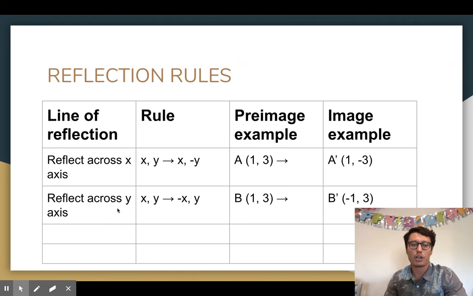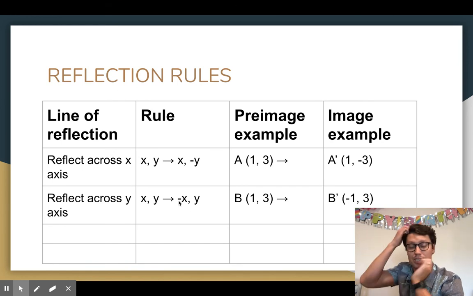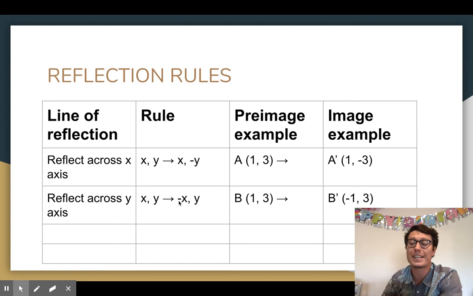When we reflect across the y-axis, (x, y) changes to (negative x, y), which means we simply change the sign of the x number. So (1, 3) becomes (negative 1, 3). Okay, and it's the same thing. Just because this is a negative sign just means change the sign, not turn negative.